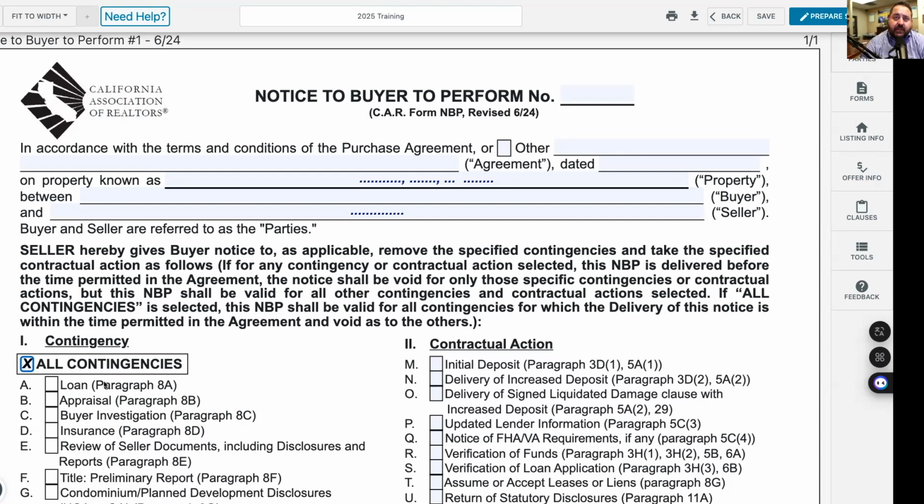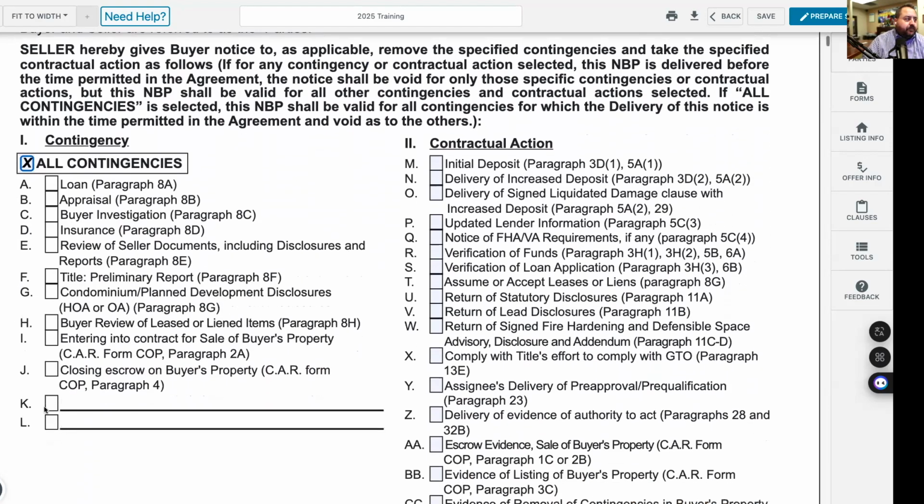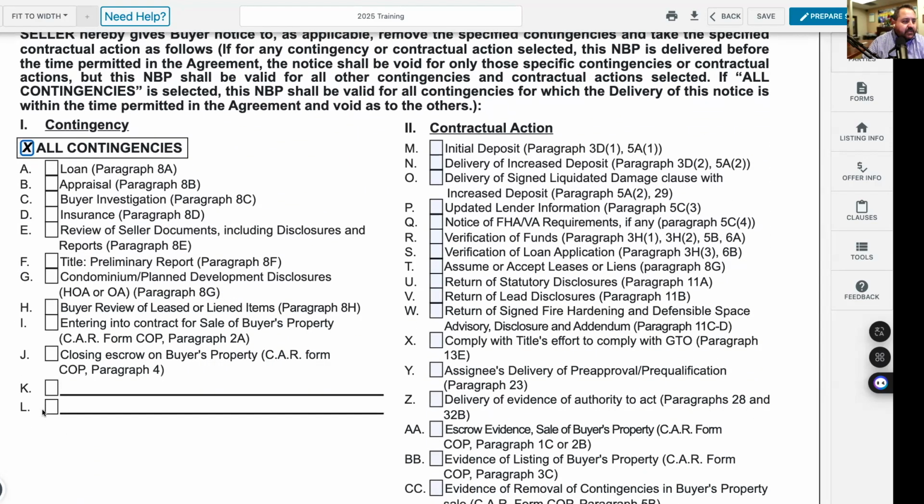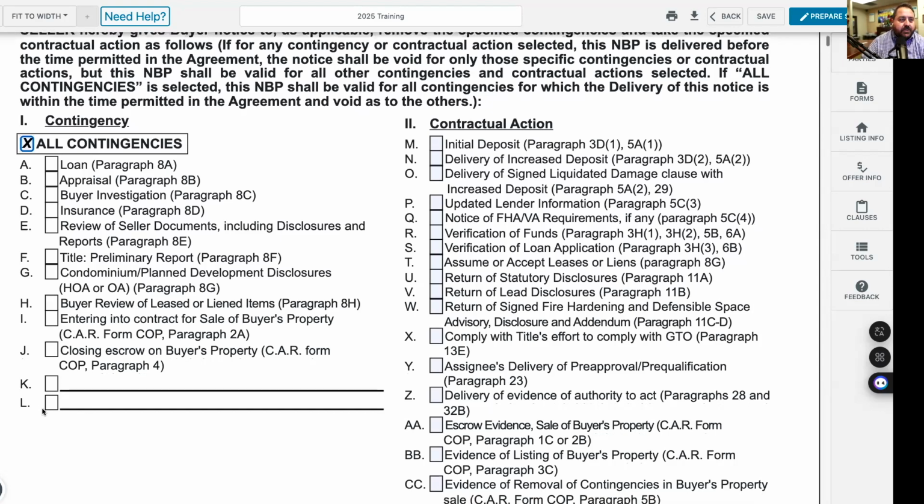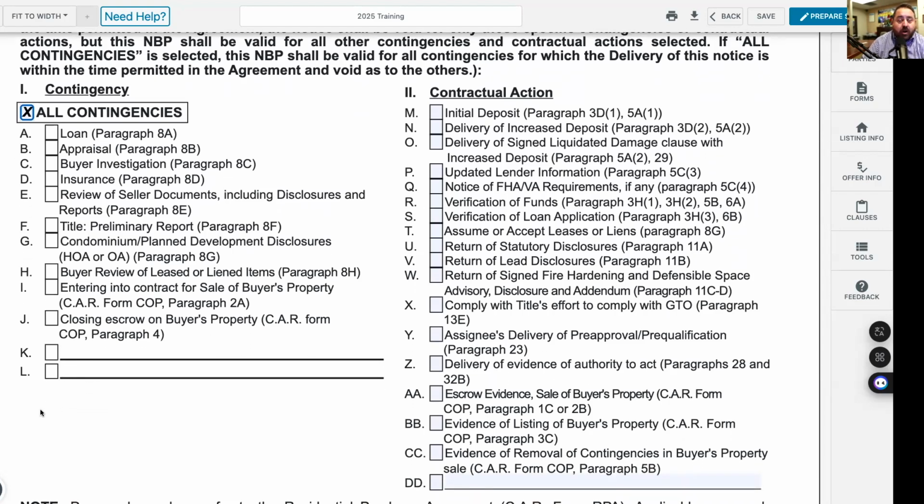So, hey, that's your business decision to try to do it. But what I would tell you is the chances are that's going to be an invalid notice to buyer to perform. So maybe you want to rethink that strategy. Okay. So let's look at the contingencies and the contractual obligations. So there's more contractual actions, right, than there are contingencies.